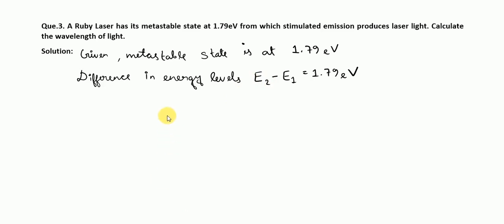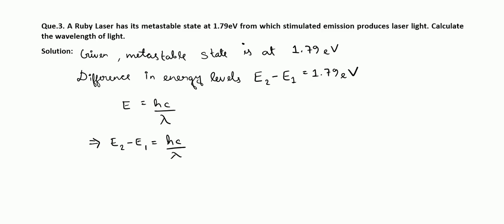So, the key to solve this kind of problem is the energy wavelength relationship, which we have by E equals hc by lambda. So we will write E as the energy difference of E2 minus E1 equals hc by lambda.